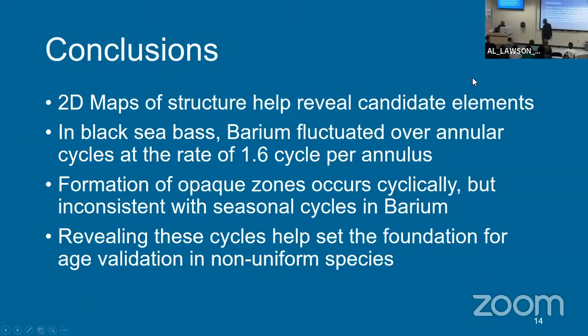In conclusion, 2D maps of structures did help reveal candidate elements. In black sea bass, barium fluctuated over the annular cycles at a rate of 1.6 cycles per annulus. Formation of opaque zones do occur cyclically, but that is inconsistent with the seasonal cycles we are seeing in barium. Revealing these cycles does help set the foundation for age validation in non-uniform species such as Atlantic monkfish.